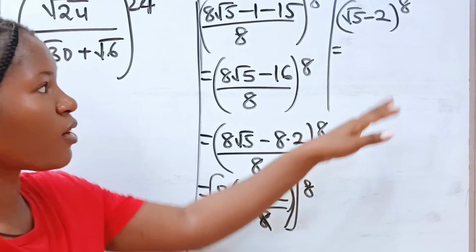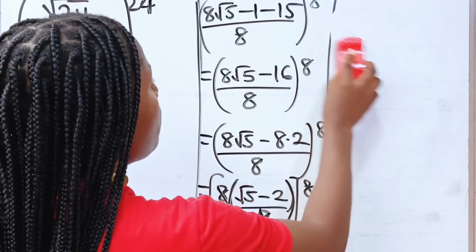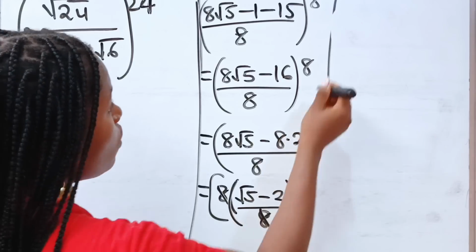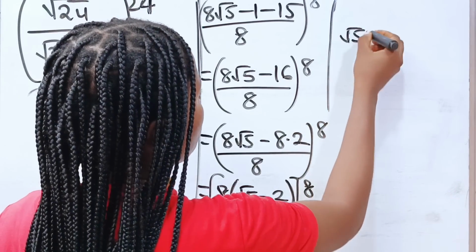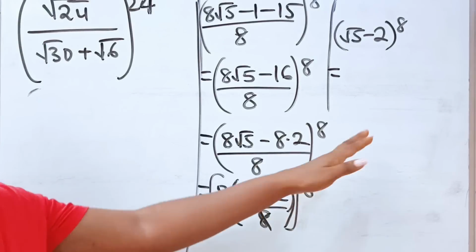Can you see where we have gotten to? I don't know if you can see that. Let me bring it down. So root 5 minus 2 raised to the power of 8. That is what we have remaining. Root 5 minus 2 raised to the power of 8. Now we can easily solve this.